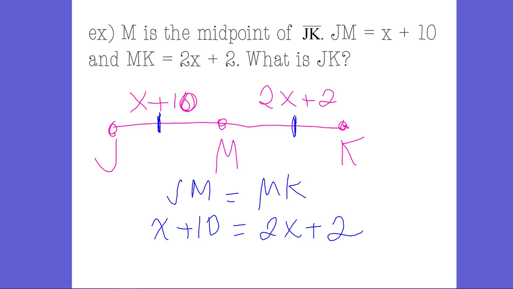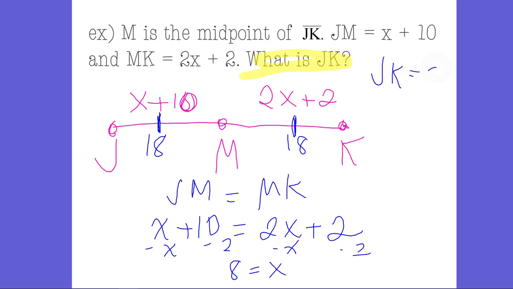So now I'm just going to solve that equation. I'm going to subtract x and subtract 2 to get x is 8, but that is not what I'm asking you for. I'm asking you not to find x, but what is JK? Gotta read the problem. So I'm going to plug the 8 back in. 8 plus 10 is 18, so both of these segments are 18, which makes JK, the whole enchilada, JK is 36.